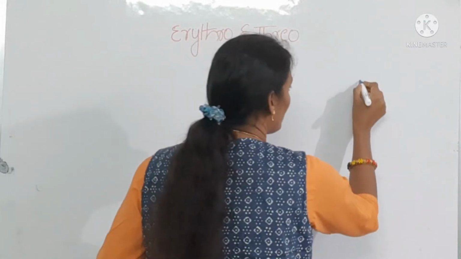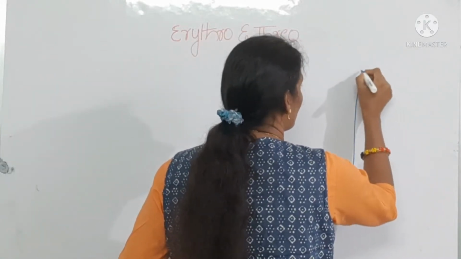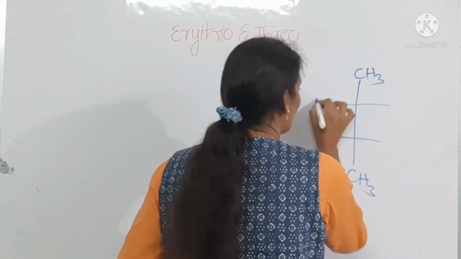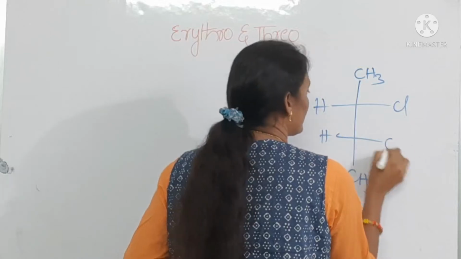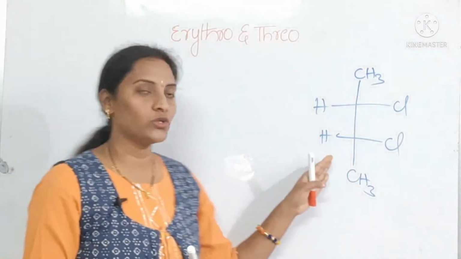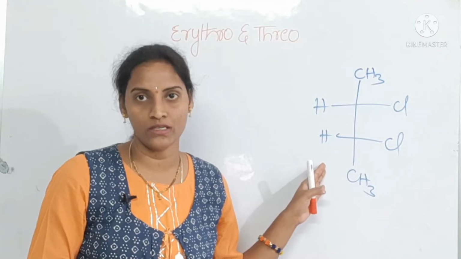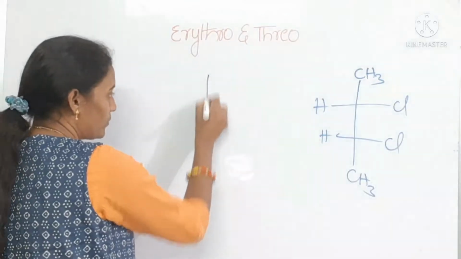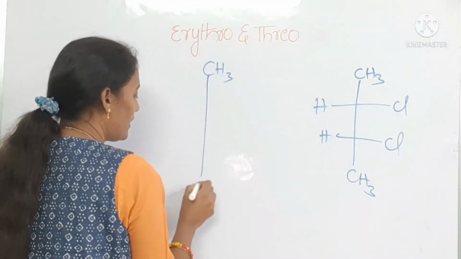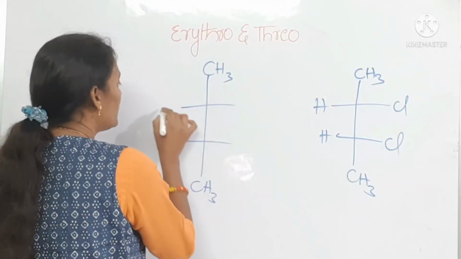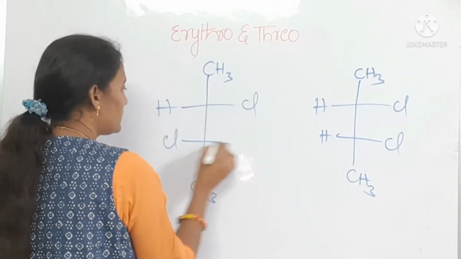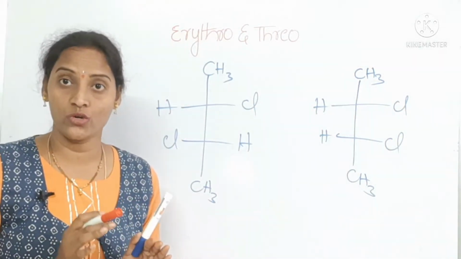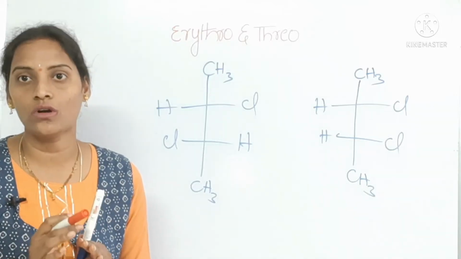See here, students, CH3, HCl, HCl. Just check it once. Is it possible to assign erythro and threo nomenclature for this type of molecule? And one more isomer you can take here, CH3, and this one also CH3. Here hydrogen, chlorine, and here Cl and hydrogen. For this type of molecules we can't assign erythro and threo nomenclature.